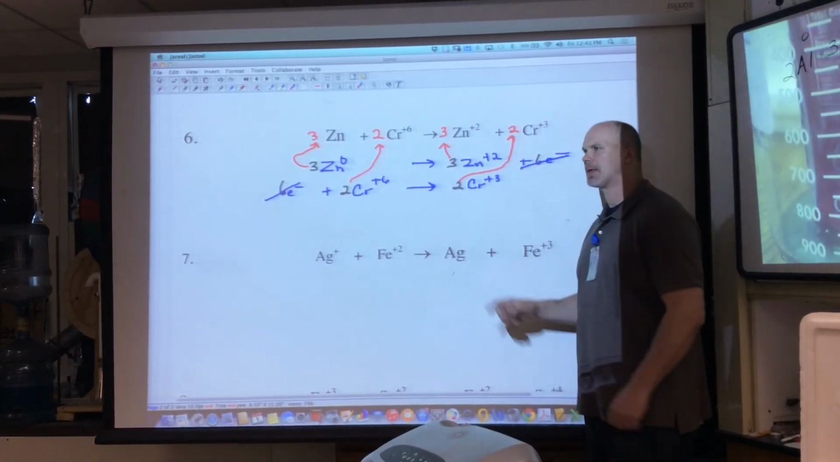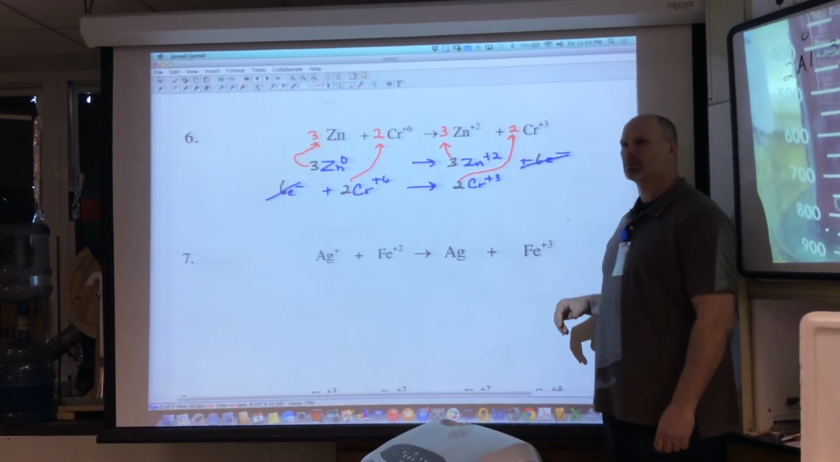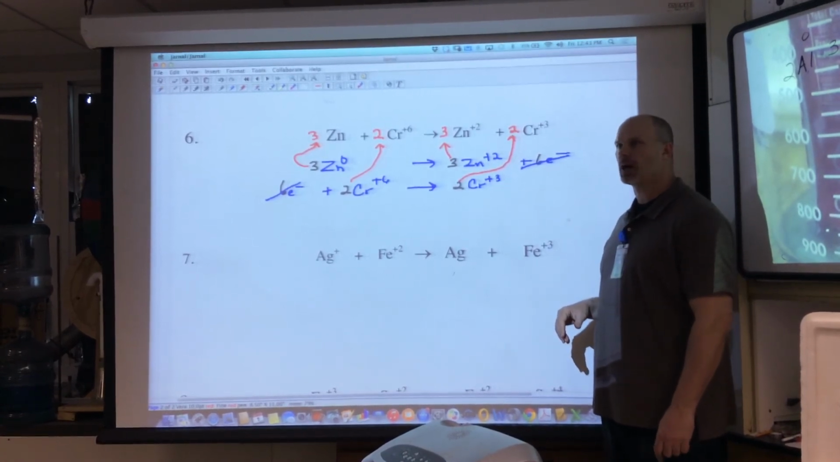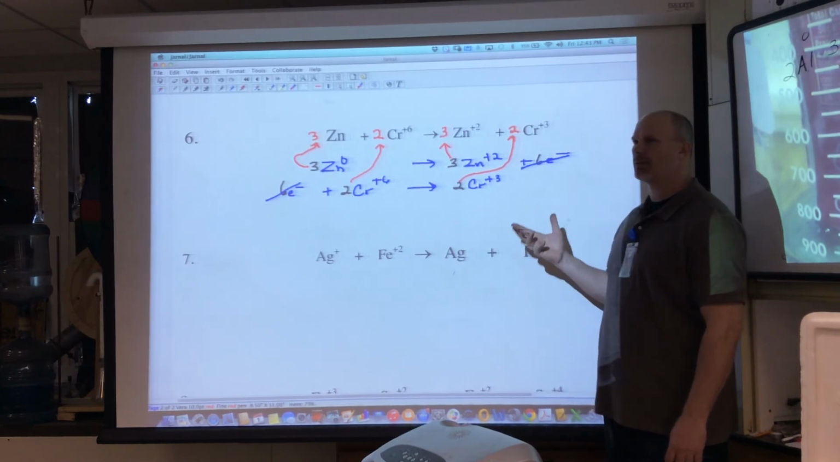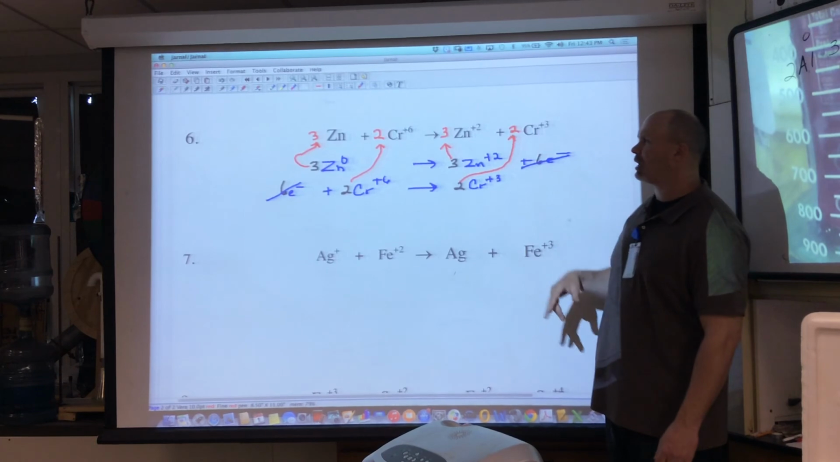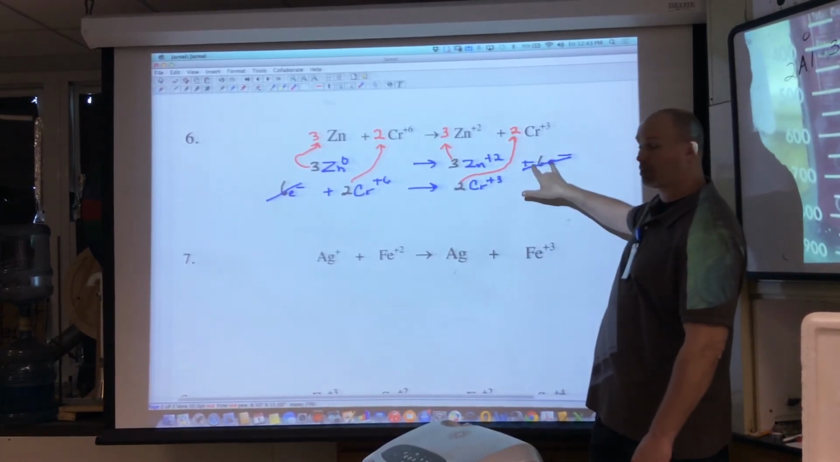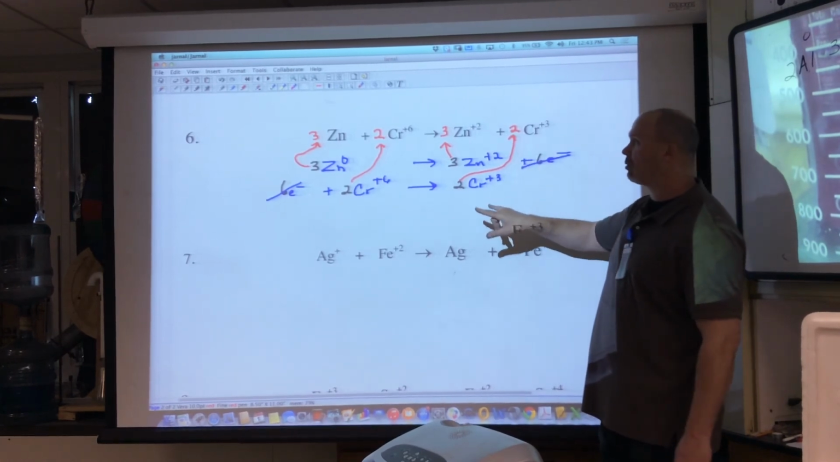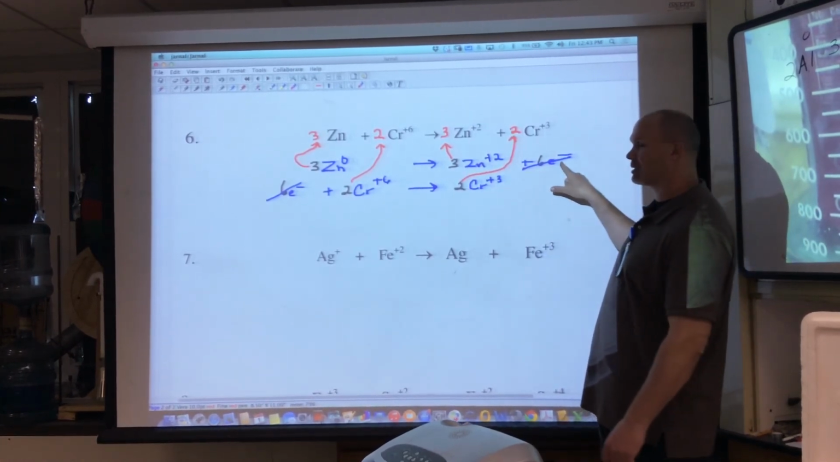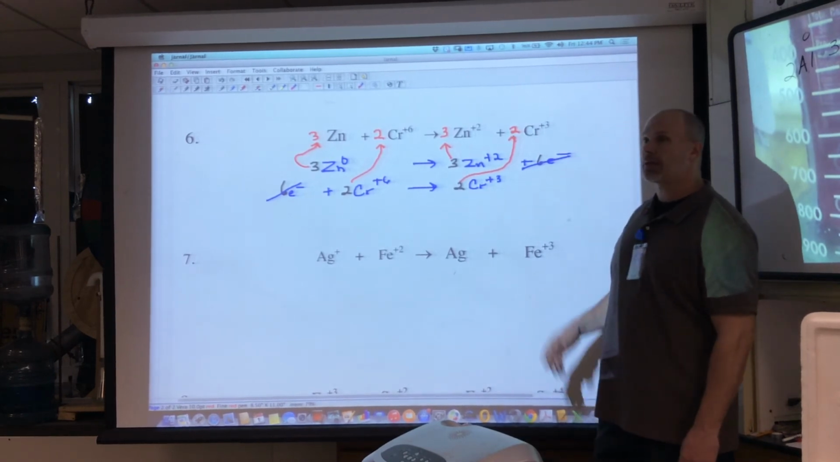Anybody get this without doing half reactions? So it might be a little bit challenging. But if you can't do it, you can see that you can do it with half reactions, but I had to balance. Notice it was a 3 and 2. So I had to multiply one side by 3, you get the 6 electrons, multiply the other side by 2. Okay, and then, is this right?